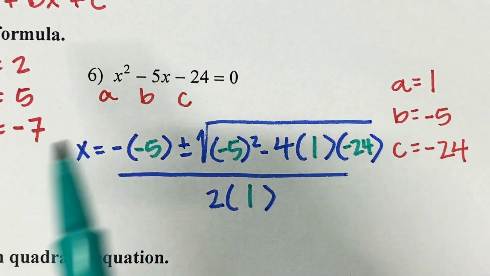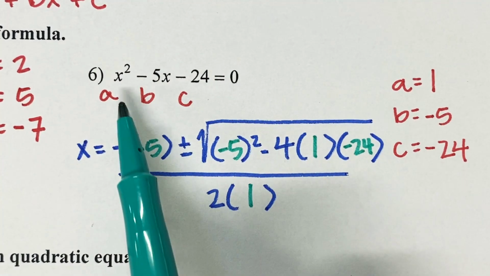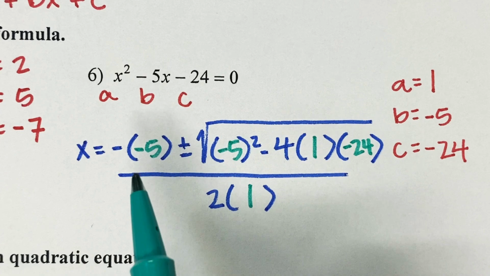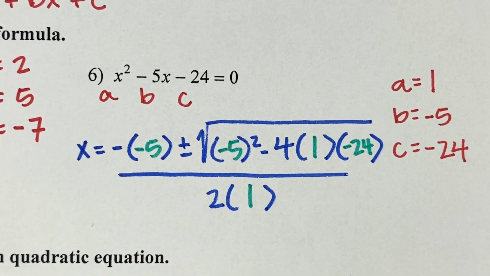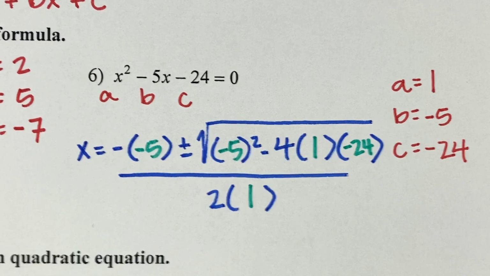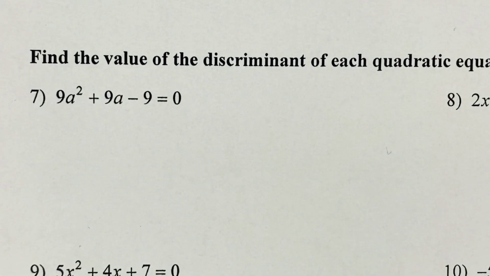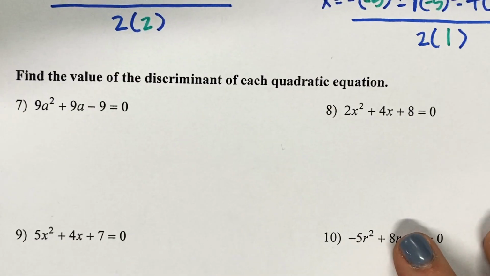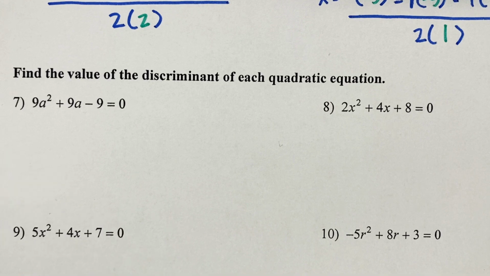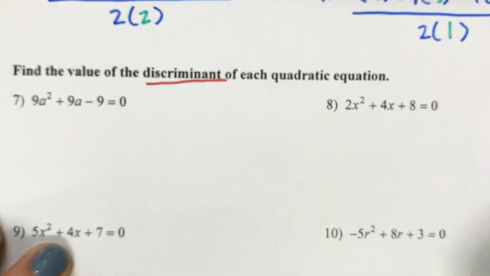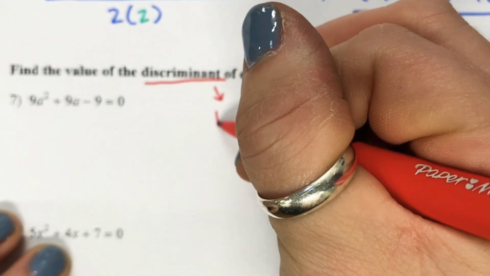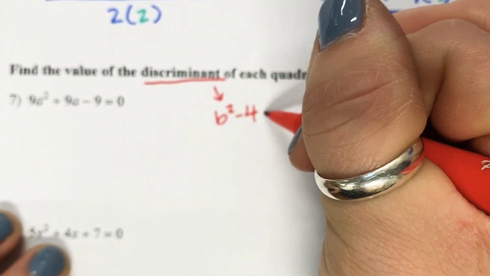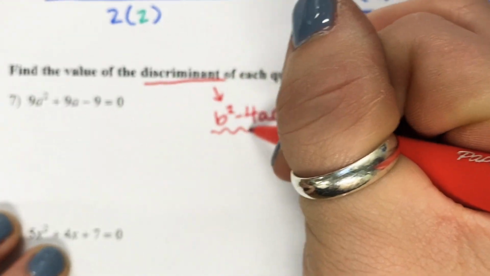Okay, so that's all I wanted you to do for 5 and 6, was simply identify the A's, the B's, and the C's, and then put them where they go in the quadratic formula. Okay, so let's do 7 through 10. Now it's asking us to find the value of the discriminant of each quadratic equation. The discriminant again is this piece right here, b squared minus 4 times a times c. That's the only thing we're filling in.